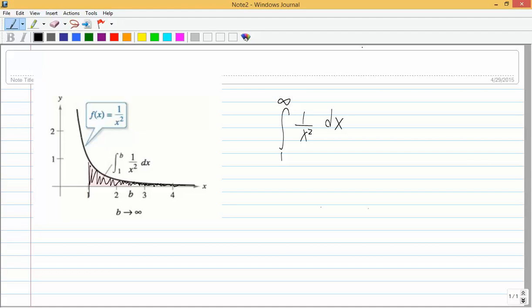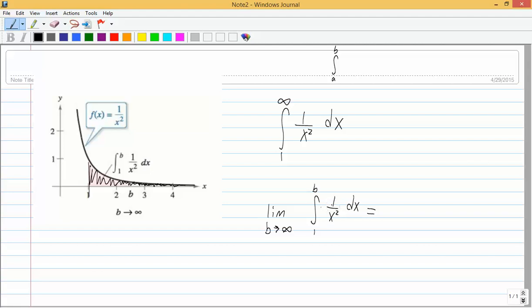And usually we have the integral from a to b. Usually, if it's a top boundary, we let it be b. So what if I wrote this integral as the limit as b approaches infinity, the integral from 1 to b, 1 over x squared dx. And so then I could integrate.